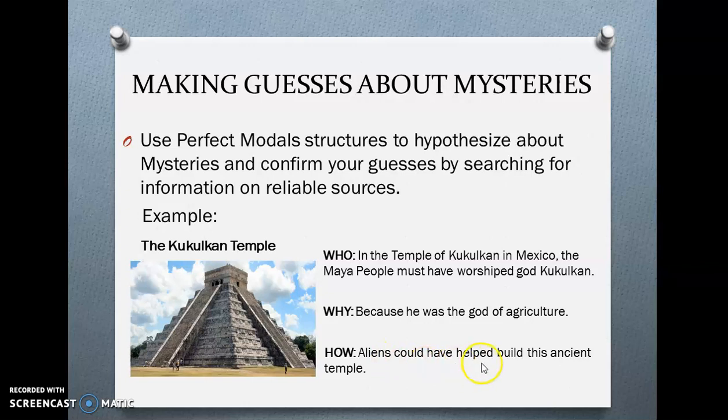Aliens could have helped build this ancient temple. So we are not sure about this information. Remember, when you use could, may, might, this is to express something that was possible in the past, but you are not sure about it. But look, in the grammar, however, we're using must, have, and the main verb in past participle. So remember, this is important. The modal verb, as you can see right here, is auxiliary have in the base form and worship in past participle. Okay, look, here is the other situation, and because this was a reason, we just put the simple past.